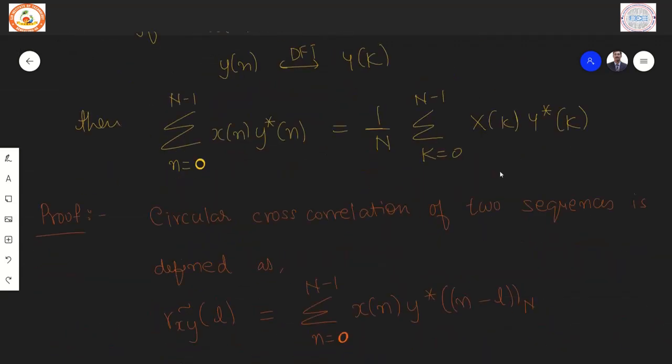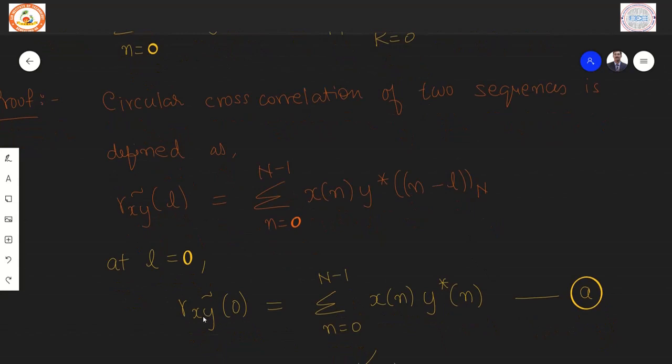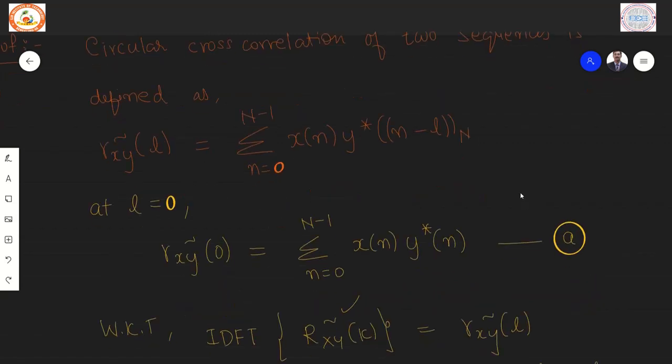To prove this, we have to rely on circular cross correlation of two sequences. As we have learned, Rxy tilde of L is equal to summation n between 0 to n minus 1 x of n y conjugate of n minus L mod n. Taking the value of L equals to 0, the equation reduces to Rxy tilde of 0 at the origin. This is origin, value 0. This is equal to summation n between 0 to n minus 1 x of n y conjugate of n. Call this equation as A.